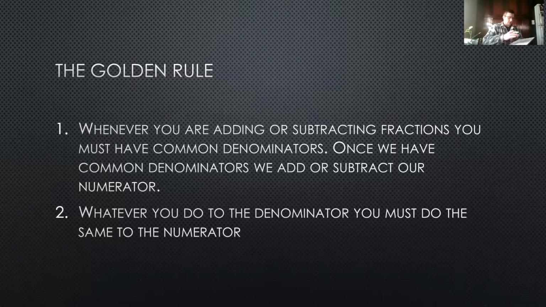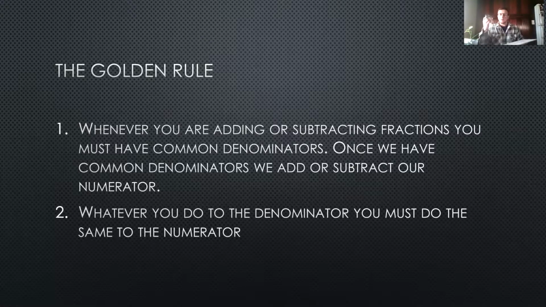So now all we have to do is some simple multiplication. We have 2 times 1 is 2. Then we have 2 times 4 is 8. Now we're going to keep our 5/8 the same, which doesn't have to change. So now let's look at our fraction problem. Now we have 2/8 plus 5/8, right?